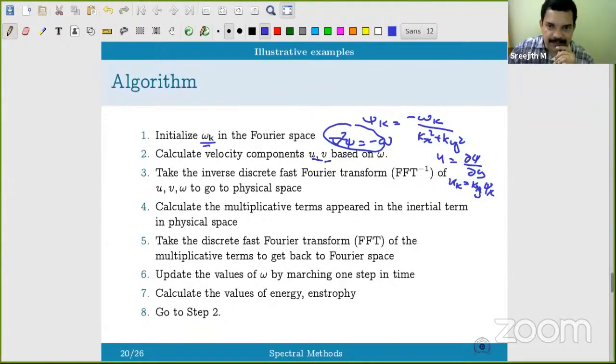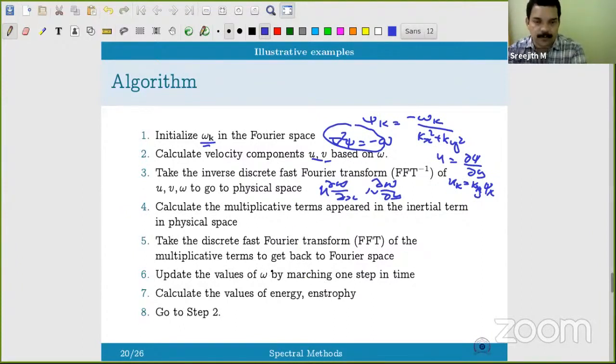So the Fourier transforms of u, v, and omega you have to take back to physical space, that is, take the inverse Fourier transform. Actually, you have to find dou omega by dou x and dou omega by dou y also, so that we can multiply them. That is, you have to find u dou omega by dou x and v dou omega by dou y, and calculate the multiplicative terms appearing in the convective term in the physical space. Take the discrete Fourier transform of the multiplicative term to get back to the Fourier space.